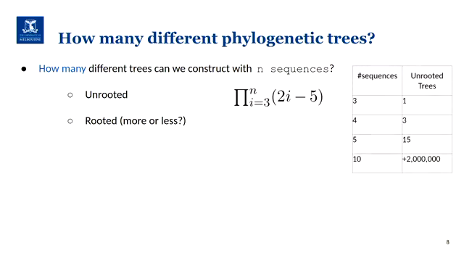And that grows quite quickly. So let's say we have only 3 sequences. Okay? There's only one possible unrooted tree for that. But if you consider 10, we have already over 2 million. And that grows really, really quickly. And what about rooted? Is that more or less, if you consider rooted trees?